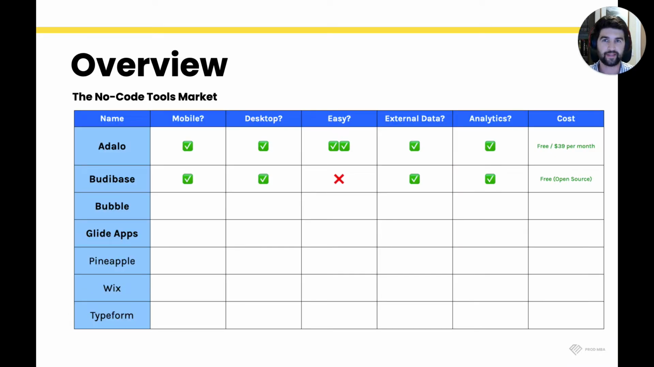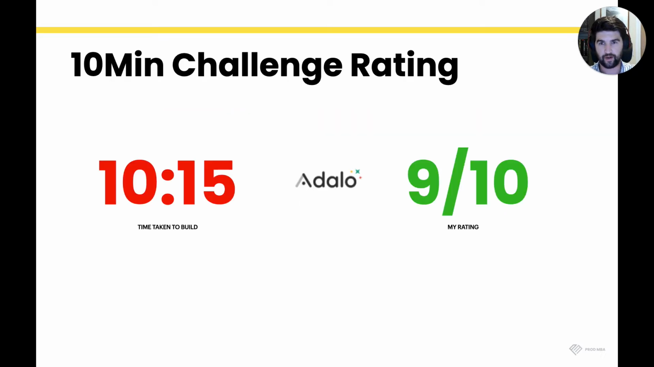Before we jump into that 10-minute challenge, quick recap of what we covered so far. We've tested out Adalo: mobile friendly, desktop friendly, super easy to use. We can pull in external data. We can use analytics, and it has a nice free model as well. We came over our time by just 10 seconds, largely because of the image loading, so I consider that a win. We gave it a 9 out of 10. Really great, comprehensive no-code tool.